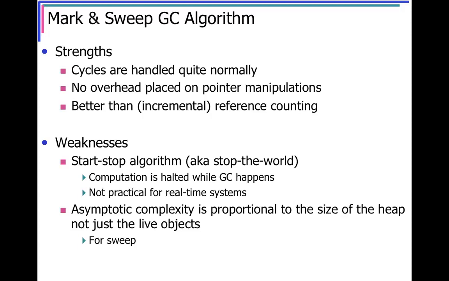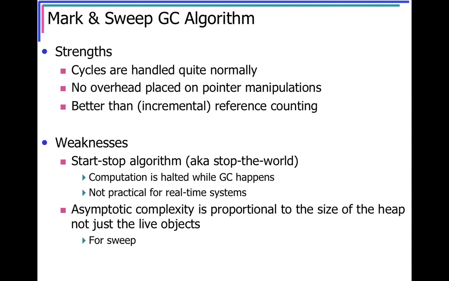The strengths of the mark sweep algorithm are that cycles are handled normally. Any tracing collector can handle cycles easily. The big one, though, over reference counting, is that there's no overhead placed on individual pointer manipulations. Therefore, it's overall better than reference counting. Now, one thing I want to point out here is that reference counting may have smaller interruptions if we're considering a stop the world collection. But overall, because of the tiny little overheads that are attached to each pointer manipulation, the end-to-end time of a reference counted program is likely to be longer than that of a mark sweep algorithm.